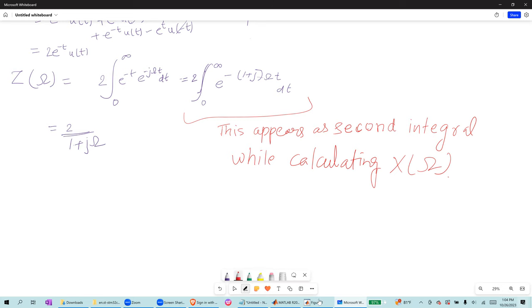Now, the third question, sorry, fourth question, the D part. What advantage do you see in using cosine and sine transformation? How would you use the cosine and sine transformation to compute the Fourier transform of any signal, not necessarily even or odd? In that case, we can apply the Euler formula.